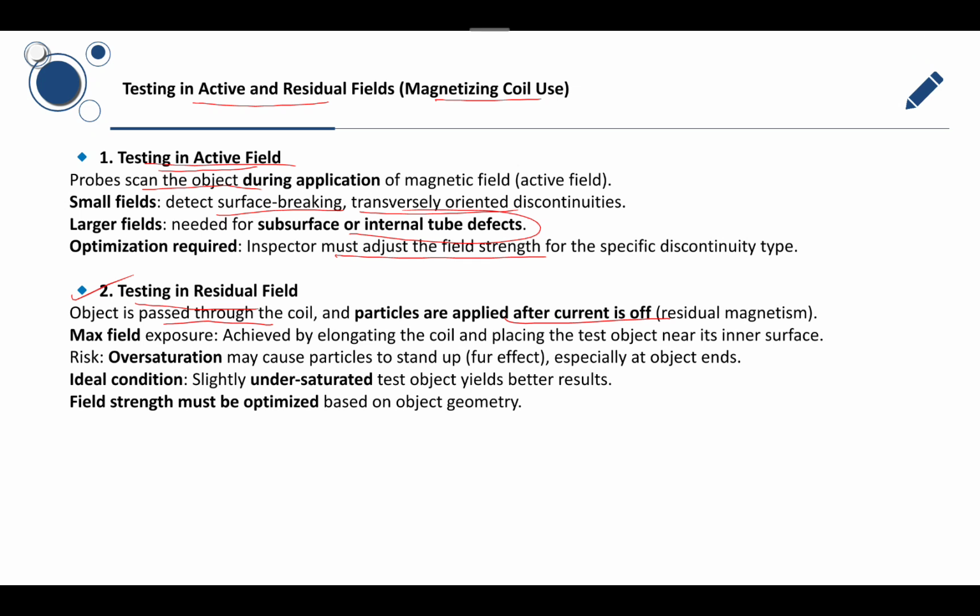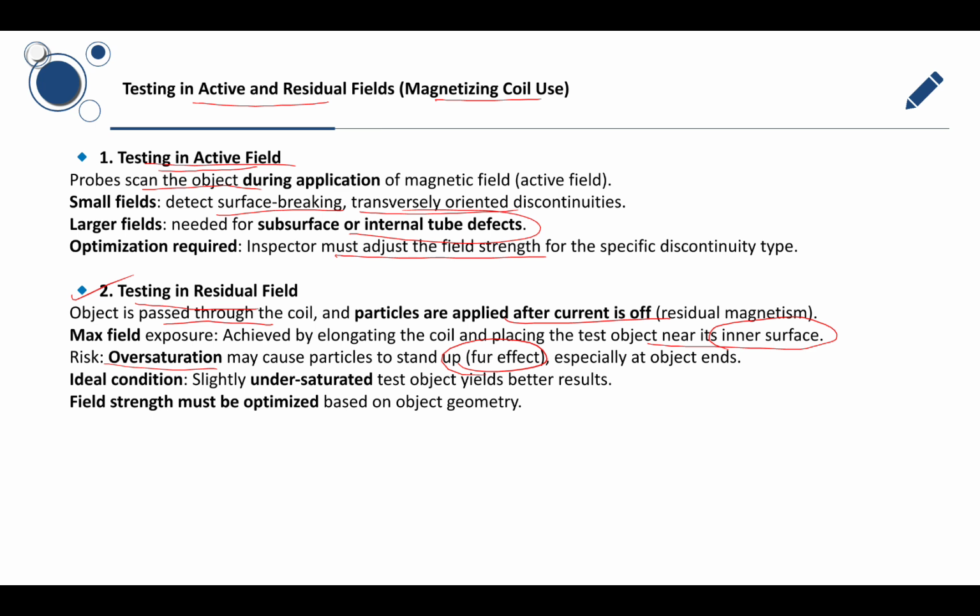To achieve maximum field exposure during magnetization, the coil should be elongated and the test object should be placed near its inner surface. Next, a significant risk here is oversaturation, which can cause the particles to stand up, creating a fur effect, especially at the ends of the object. This makes it difficult to interpret true indications.